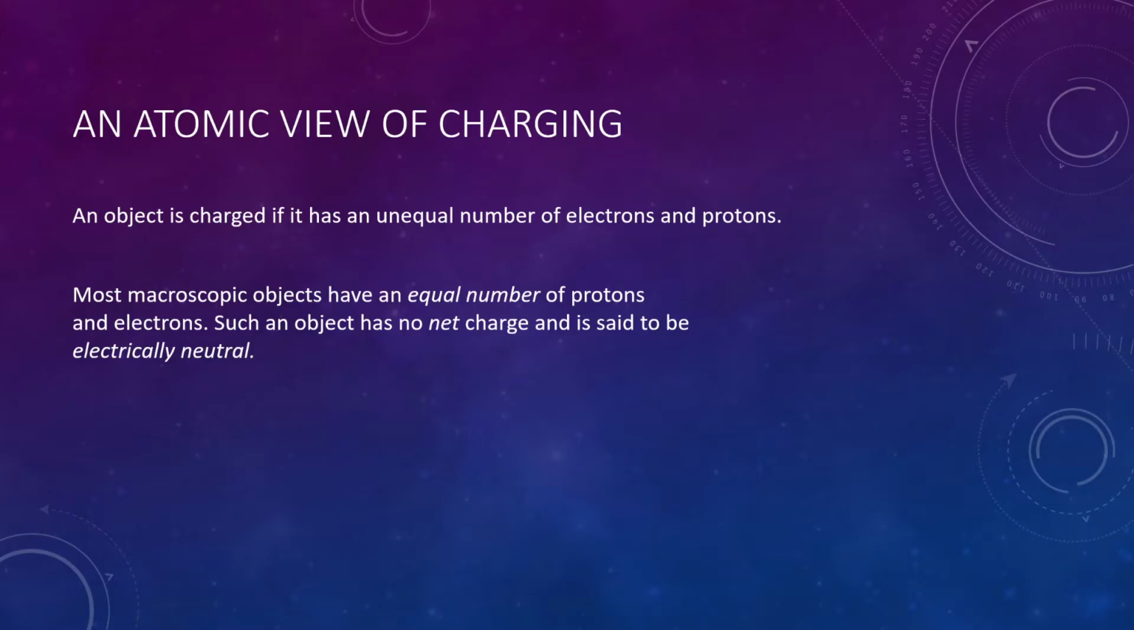So most large, or what we call macroscopic objects, will end up with a roughly equal number of both. So you as a human, the Earth, larger objects like this, even if there's a few more positives than negatives, even if there's a few in terms of imbalance, there's just so many there that it's still basically neutral. And so we say that that object has no net charge and it is electrically neutral.